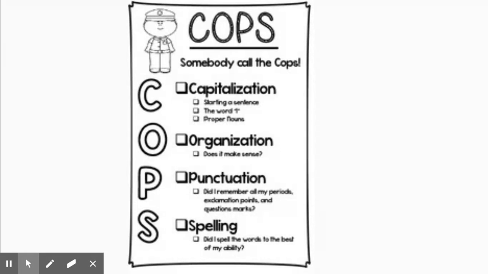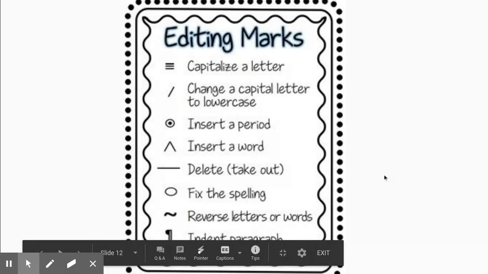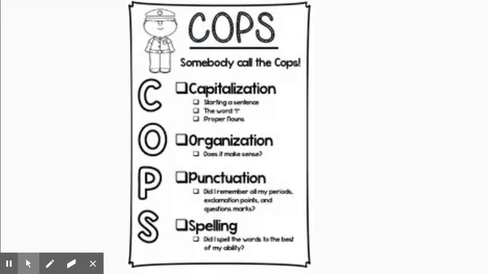Now this is really tricky at our age because we may not know how to spell everything. But what we could do is we could look it up online. We can go to dictionary.com, type in our word, and find the correct spelling. Did I spell the words the best that I could? Now, sorry about that. We are going to look very carefully and go back through our personal narrative to look for each of these things.